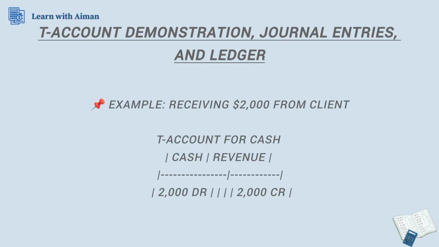Example, receiving $2,000 from a client. In this, we are receiving, which means the cash is increasing, and from a client, which means that revenue is increasing. In the T account, we have two sides. The cash is debited with 2,000 and revenue is credited with 2,000.